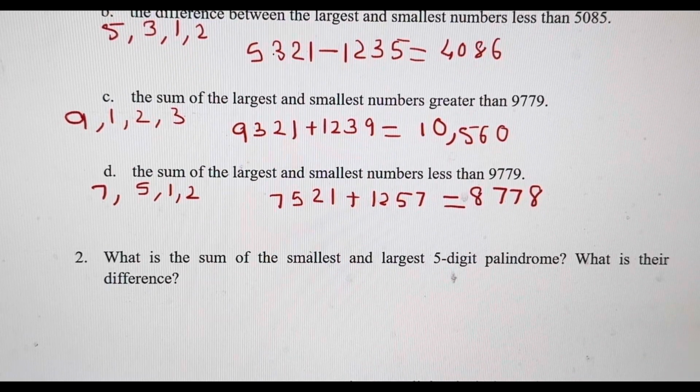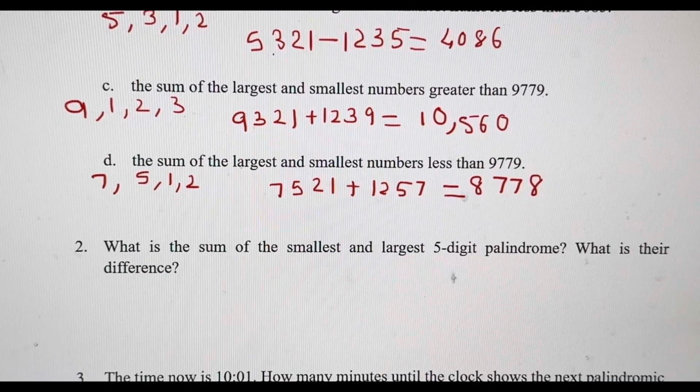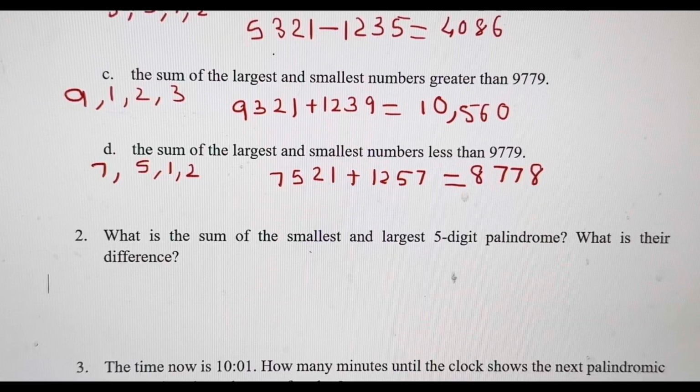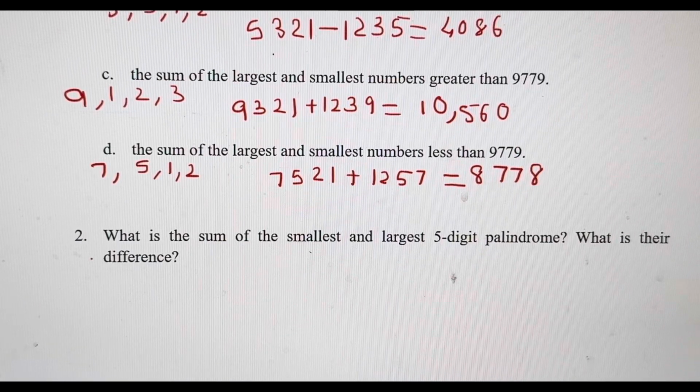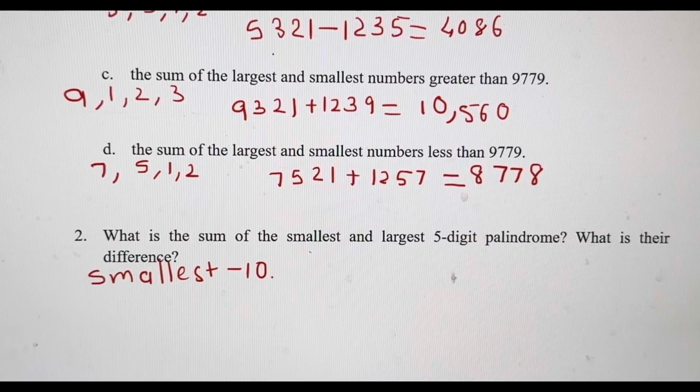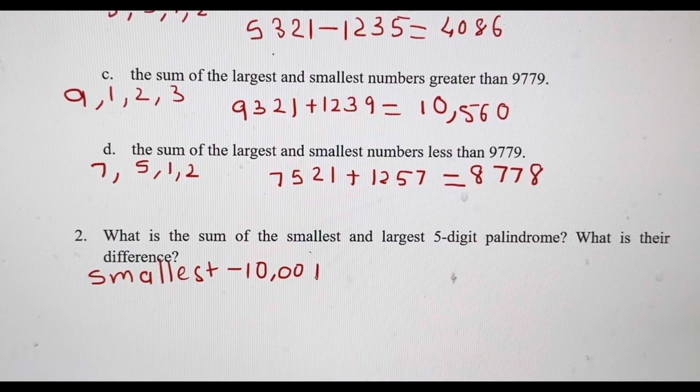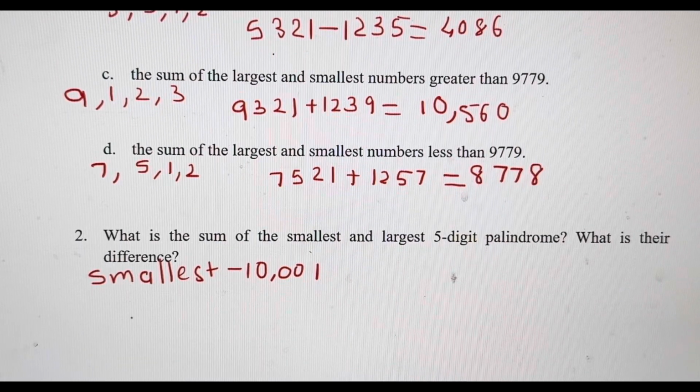So first we see the smallest 5-digit palindrome. First we think of the smallest 5-digit number. Which is the smallest 5-digit number? It is 10,000, but it is not a palindrome. Now if we take the next number, it is 10,001. Right? So 10,001, if you see, it is a palindrome. So that's a palindrome.